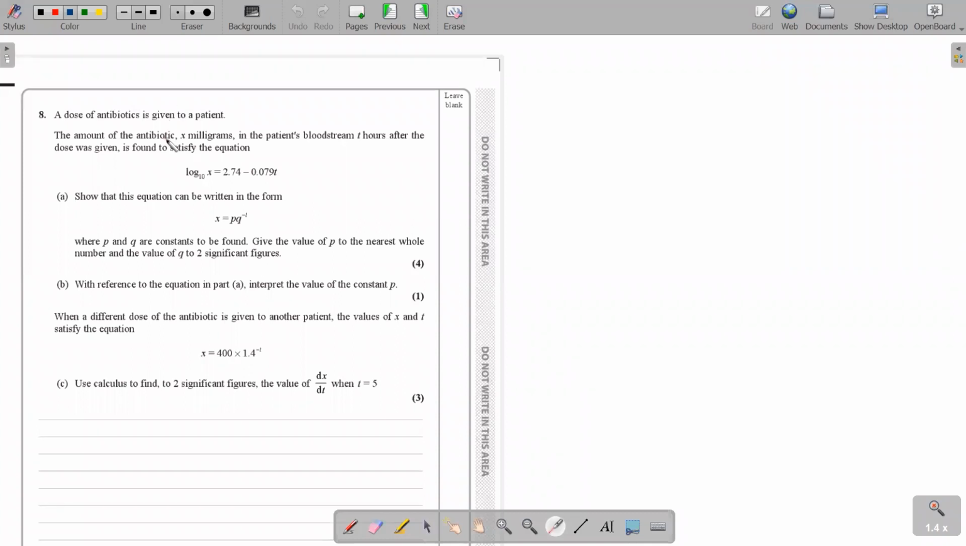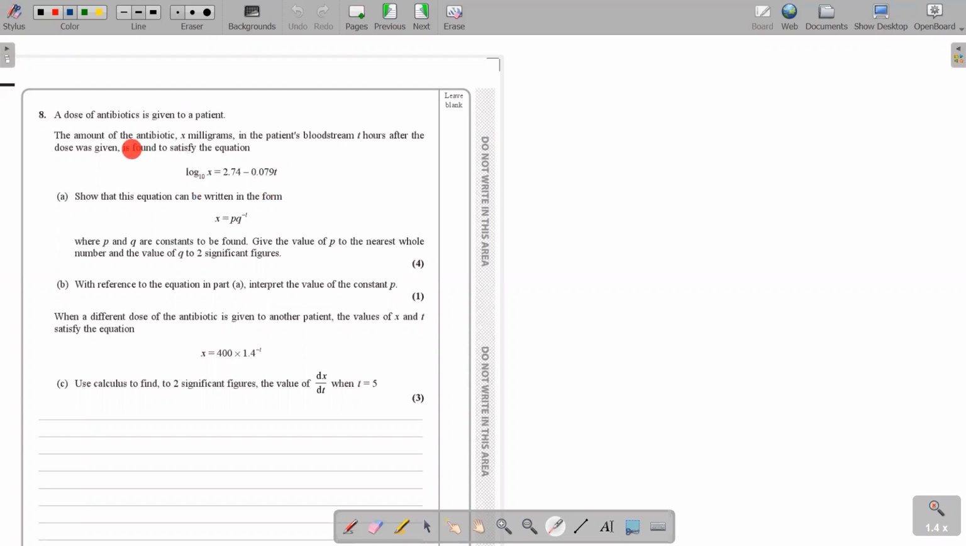Question number 8. A dose of antibiotics is given to a patient. The amount of the antibiotic, x milligrams, in the patient's bloodstream t hours after the dose was given is found to satisfy the equation logarithm of x to base 10 equals 2.74 minus 0.079t. Once again, what is this?